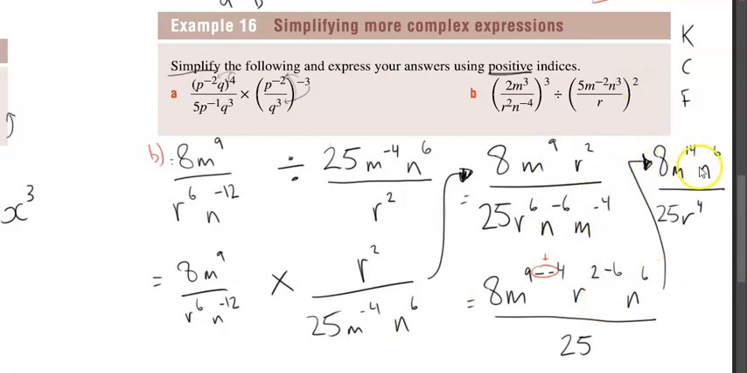Now I just realized that this 14 should be a 13. Apologies. Because 9 plus 4 is 13, not 14. I read that as a 10 because I'm silly. But this is your final answer.